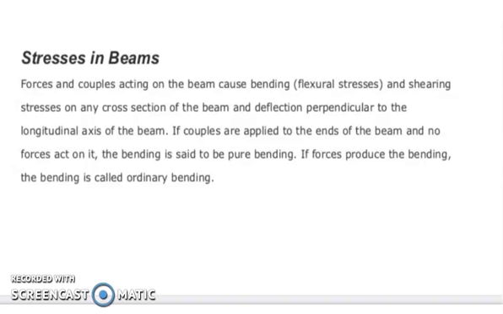Okay, our discussion is on stresses in beams. Forces and couples acting on the beam cause bending, and that bending is what we call the flexural stresses. It may also cause shearing stresses on any cross-section of the beam and deflection perpendicular to the longitudinal axis of the beam. If couples are applied to the ends of the beam and no forces act on it, the bending is said to be pure bending. If forces produce the bending, it is called ordinary bending.